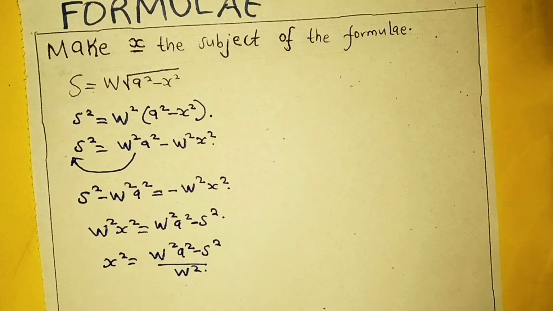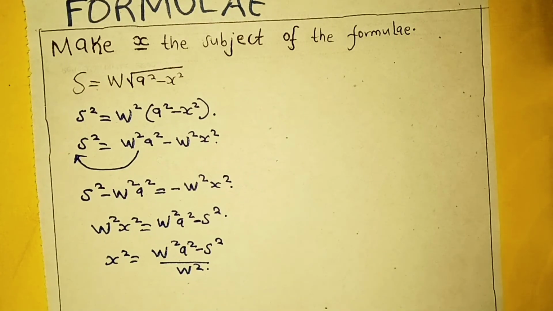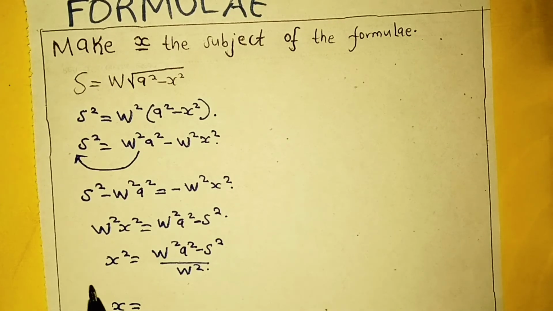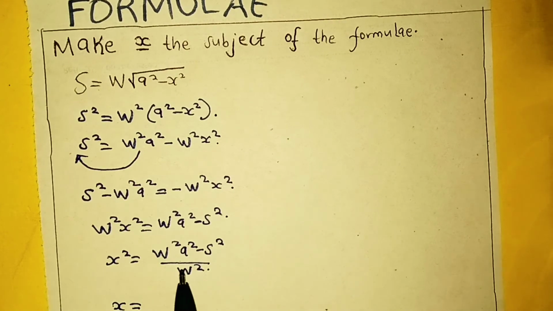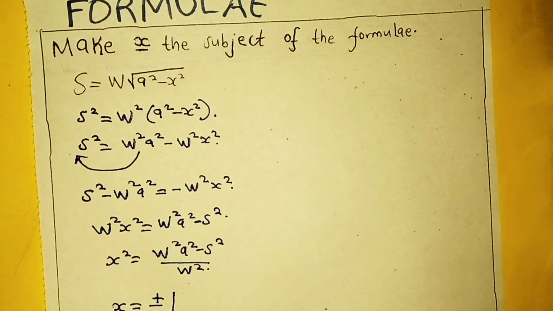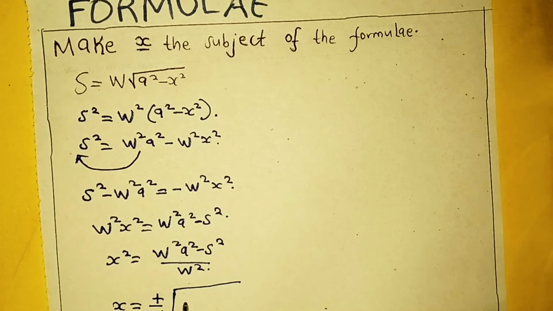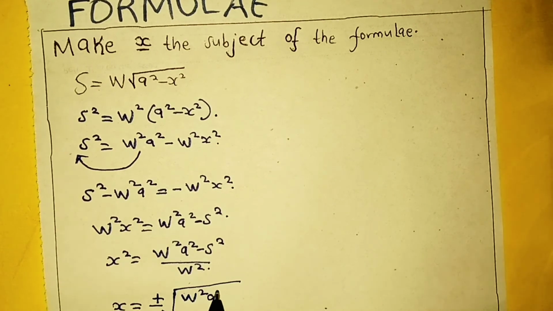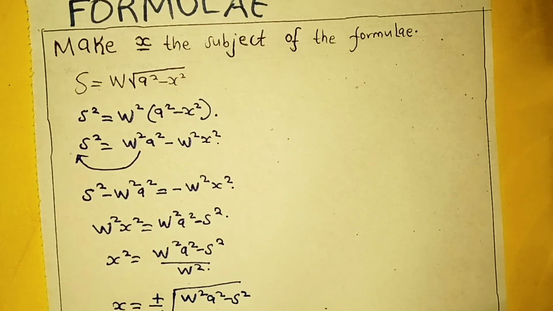The next step, or the last step here, we have to get the square root of x squared. We need to have x alone. So the square root of x squared is x is equals to, so we take the square root of both sides, on the right hand side and on the left hand side of the formula. So x is equals to plus or minus root of w squared s squared minus s squared over w squared.